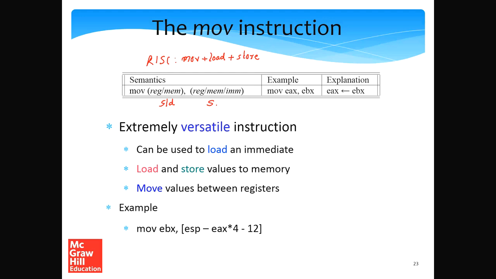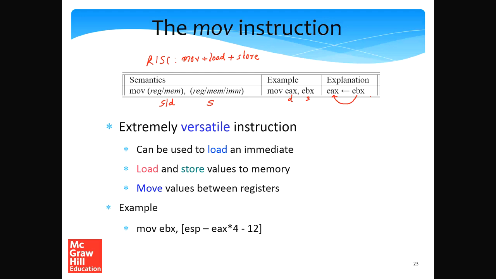So let's consider an example. Let's say we write MOV EAX, EBX. In this case, this is very simple. The first operand is the destination, and the second operand is the source. So we move the value of the source to the destination. The move instruction is extremely versatile.